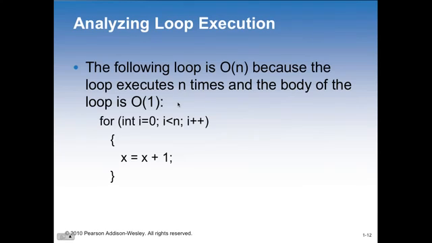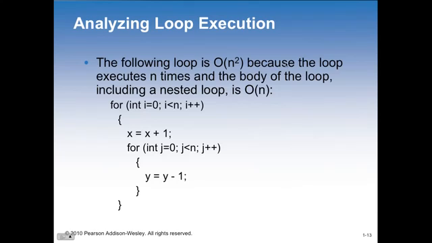And then we can also say if we nest a loop inside, we have n squared coming out of that, because we have the inside loop and we have the outside loop. As an example, you can see how the complexity essentially doubled in terms of the execution time. So the following loop is O(n squared) because the loop executes n times, and the body of the loop includes the nested loop.